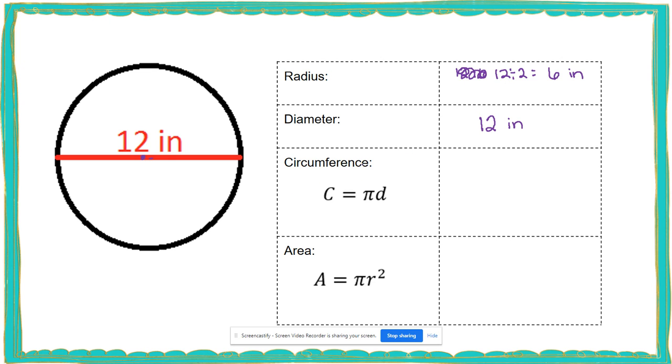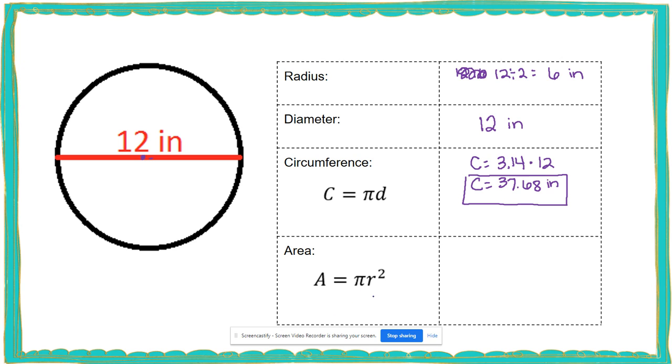Now I'm going to use my radius and diameter to find my circumference and area. So circumference is pi times diameter. So in this case, pi is 3.14 times my diameter of 12. So when I do 3.14 times 12, I get 37.68. And again, I always put my units. So in this case, I'm going to put inches.